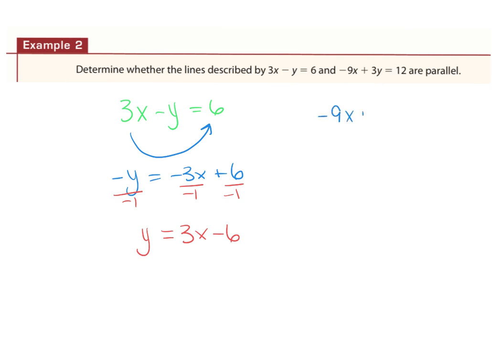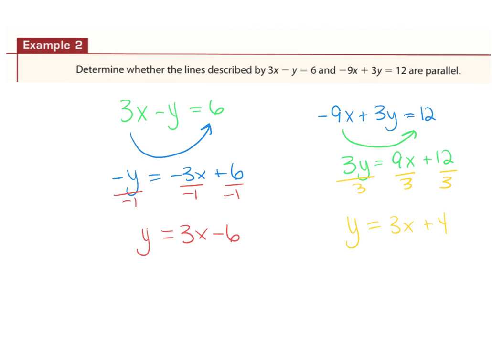Negative 9x plus 3y equals 12. Our first step is to move our x over. We have 9x plus 12. And then our last step is to divide everything by that 3. y equals 3x plus 4.